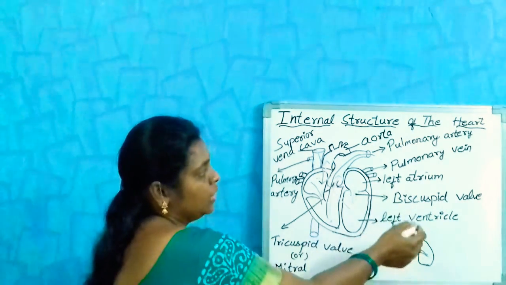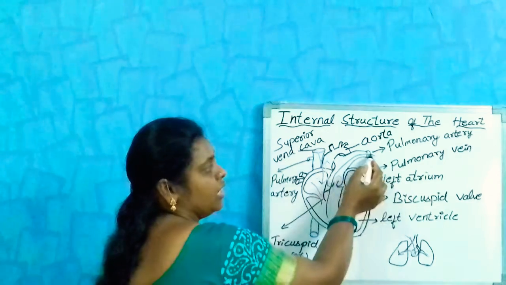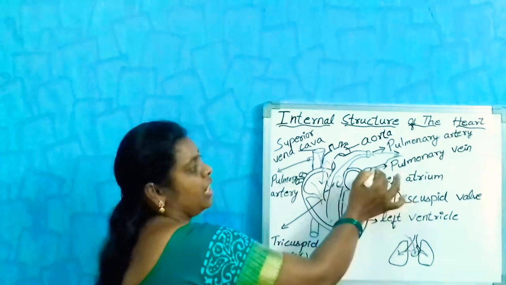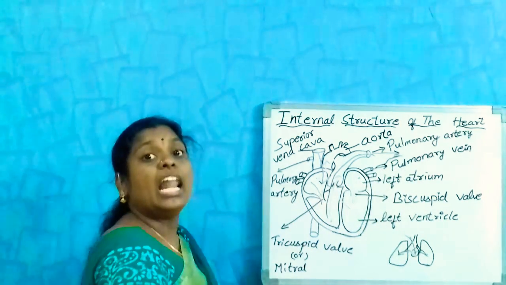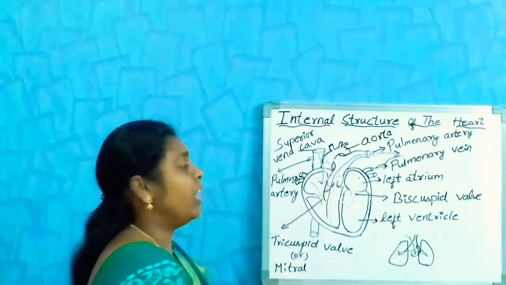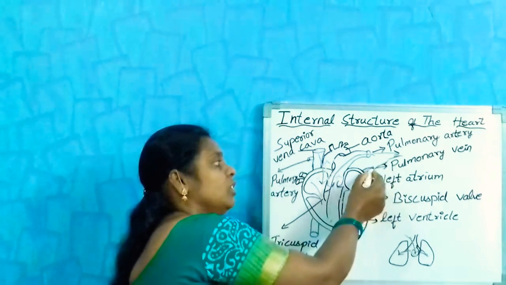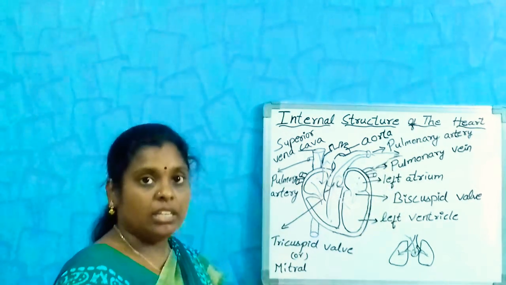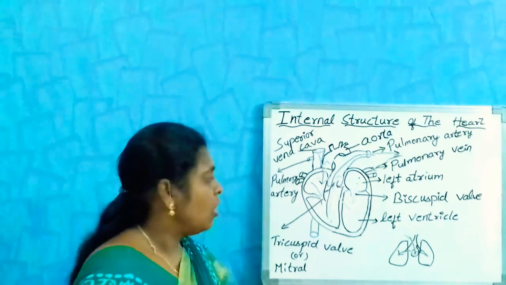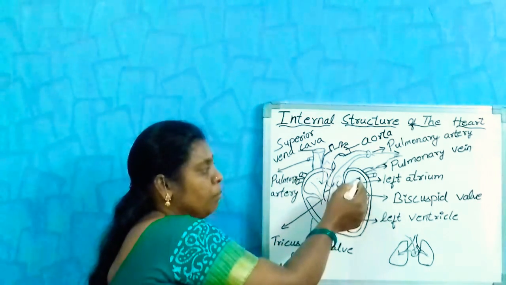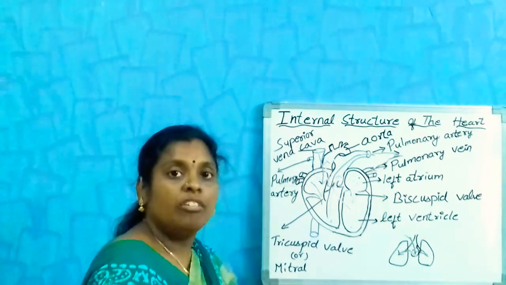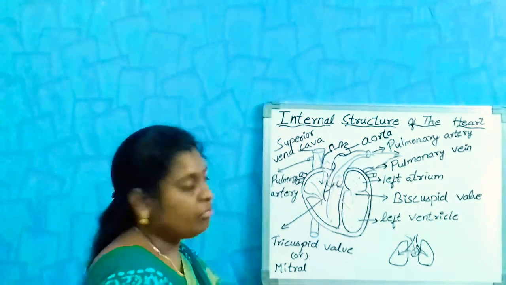This pure blood goes through the pulmonary vein, from the lungs, and enters the left atrium. Through the pulmonary vein, the oxygenated blood enters into the left atrium, and due to the contraction and relaxation of the heart, the blood present in the atrium is pushed into the left ventricle.